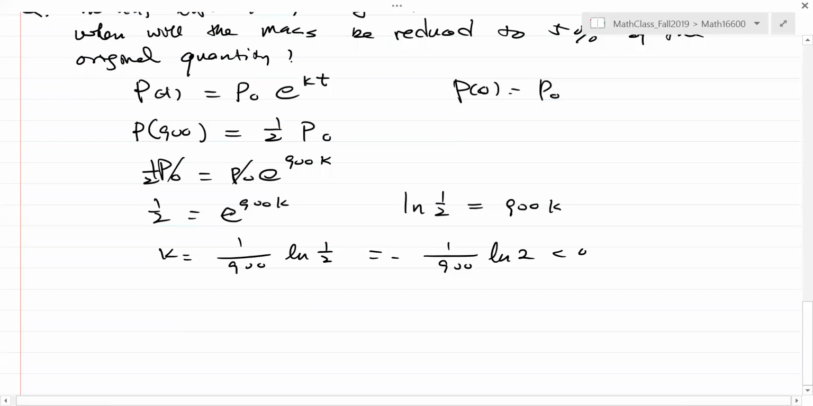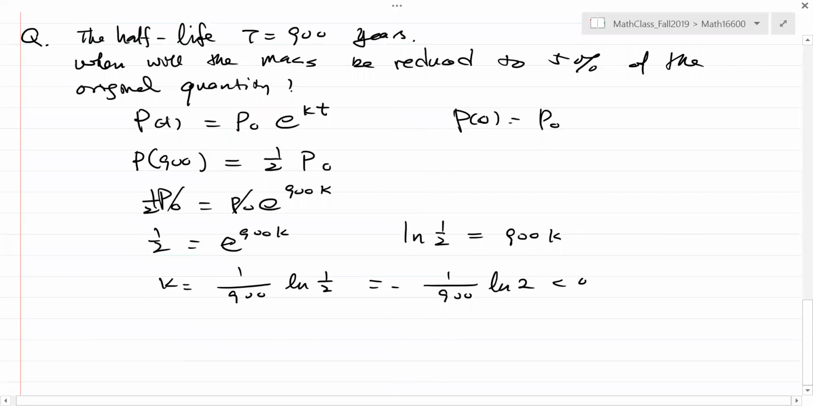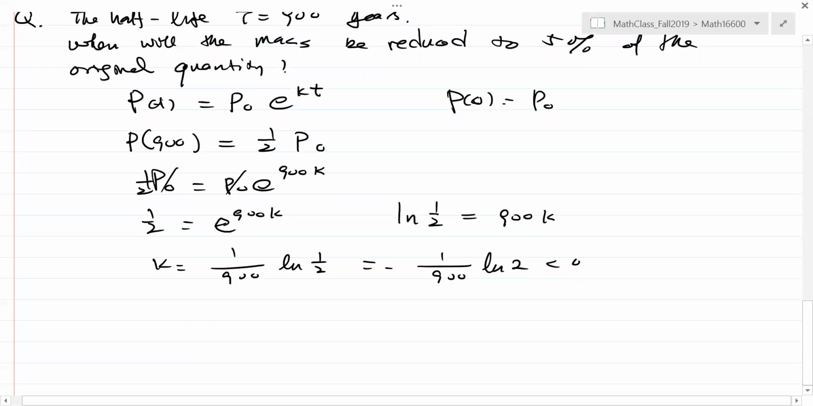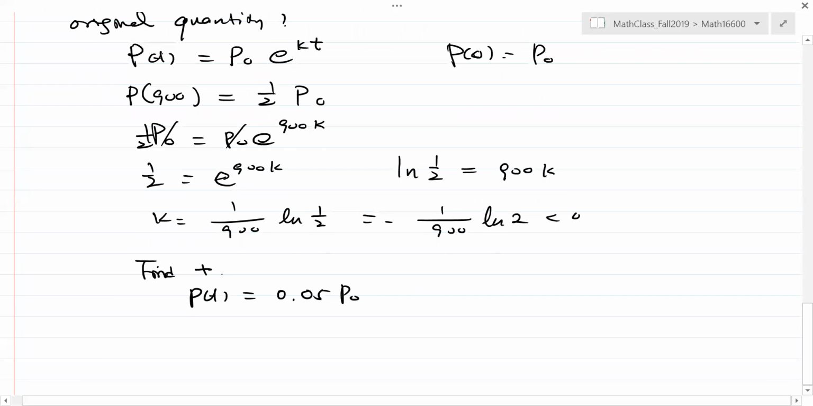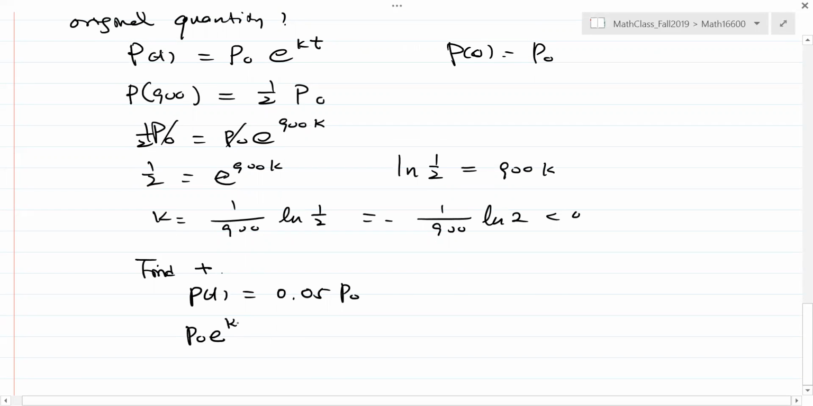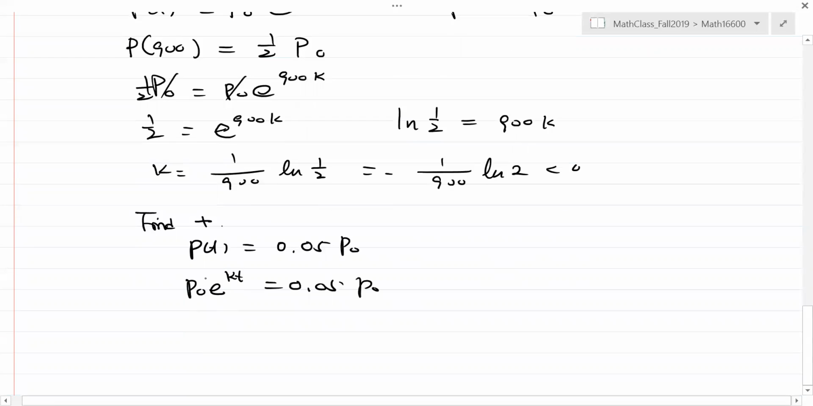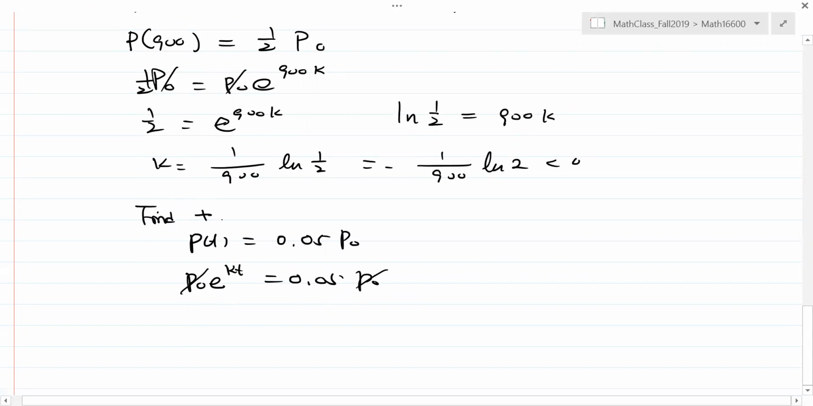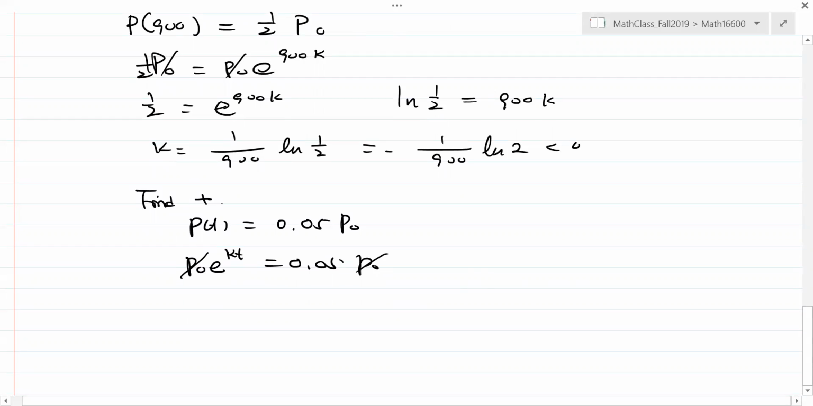Okay, so that's it. So what do we want to do? We want to find the time such that the quantity is going to be 5% of the original, okay? So that means find the time t such that P of t is going to be 0.05 times the original, right? 5% of the original. So that means P0 e to the kt equals 0.05 P0. Again, the initial quantity does not play any important role here. I already know the k, we will use the k later.